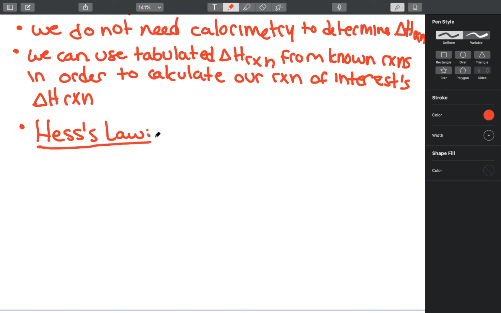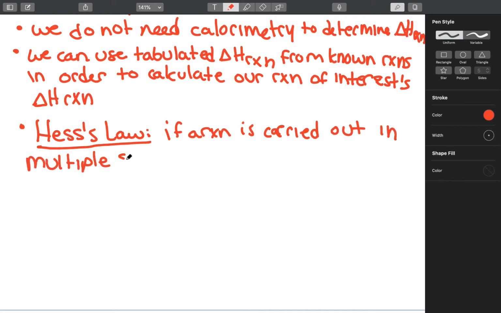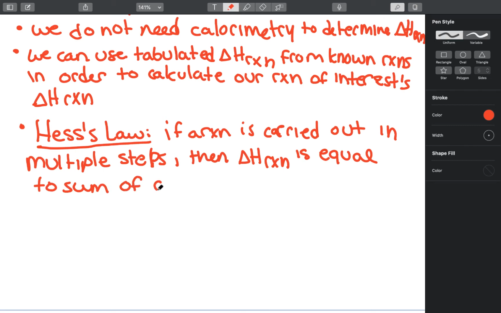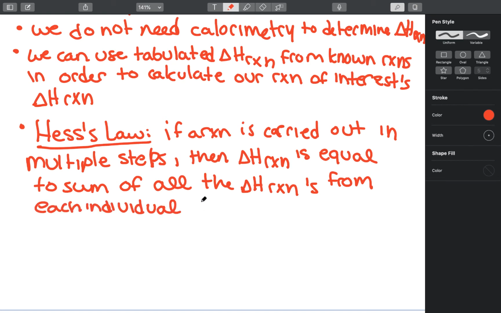So Hess's law states that if a reaction is carried out in multiple steps, then delta H of the reaction is equal to the sum of all the delta H of reactions from each individual step. So Hess's law states that if a reaction is carried out in multiple steps, then delta H of the reaction, or of the overall, so let's just put overall reaction, is equal to the sum of all the delta H of reactions from each individual step.